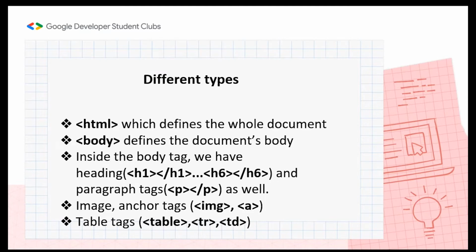And we have paragraph tags as well. If you're typing a paragraph, you'd use that. For images, we use the image tag to embed images in the website. Anchor tags are used to insert hyperlinks. And we have table tags, which, I guess, is obvious from the name, to make tables.